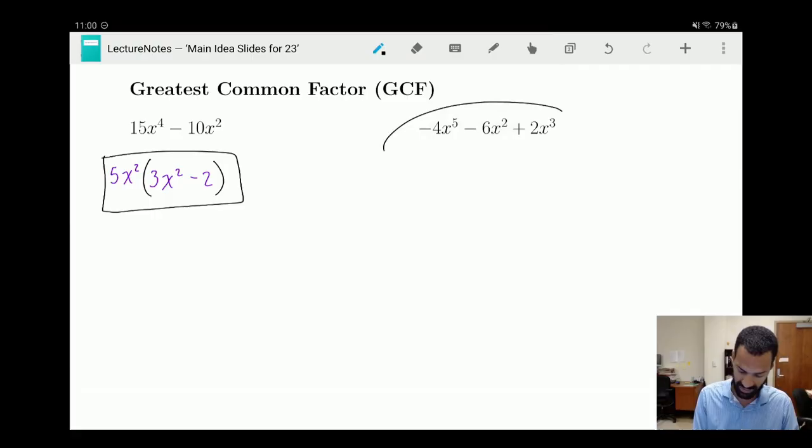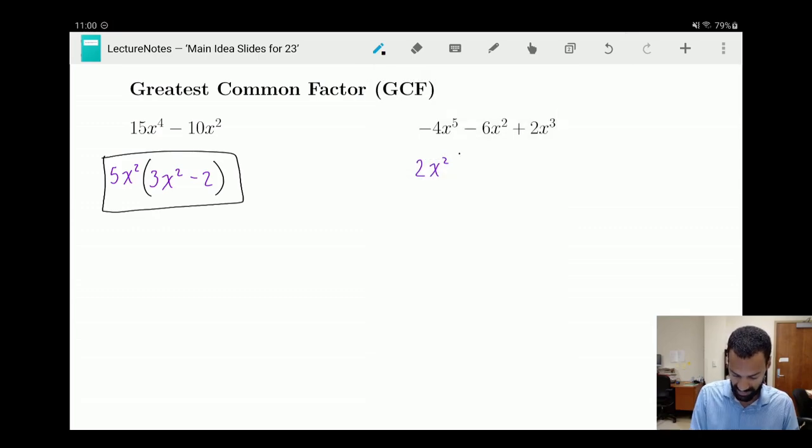Okay, let's do this one now. Now we have 3 terms. Okay, we have to focus on all 3 of them. So I'm again looking at just the numerical part. Negative 4, negative 6, and positive 2. All of those are divisible by 2. Okay, now I'm looking at x to the fifth, x to the second, x to the third. X to the second has the smallest exponent, so we could say that they all have at least 2 x's in common.